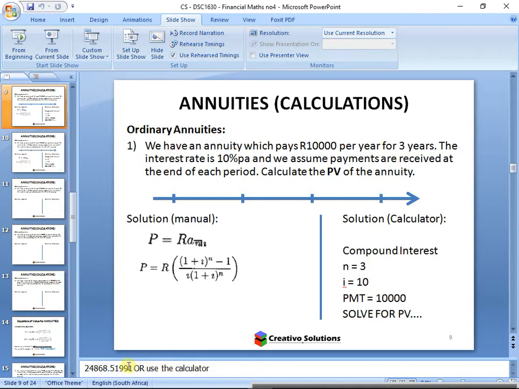Correct, that's the correct answer, yes. Right, and it doesn't matter which way you do it. You can use that fancy equation on the left, or you can use the calculator on the right. Either way, you're still going to get the same answer. Okay, your maths is very good.